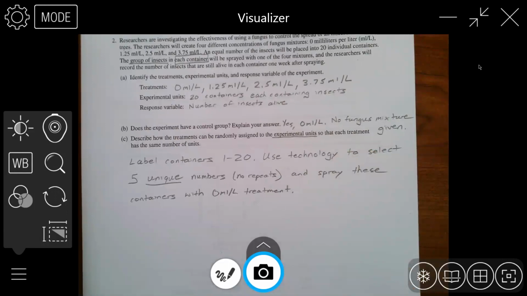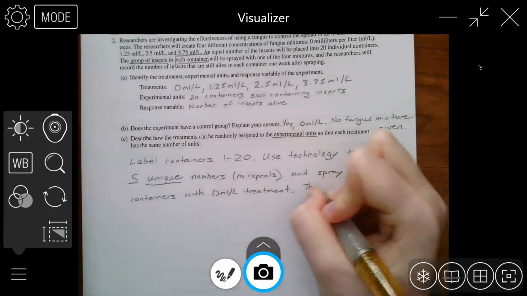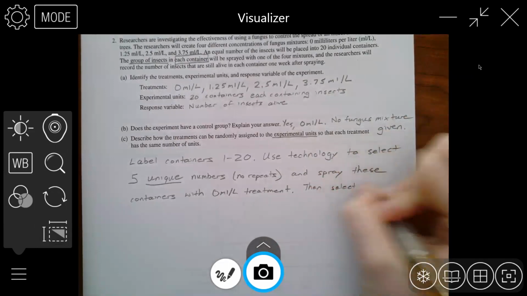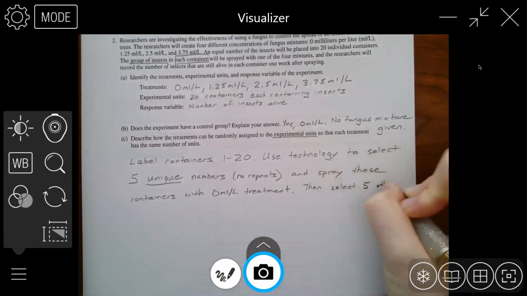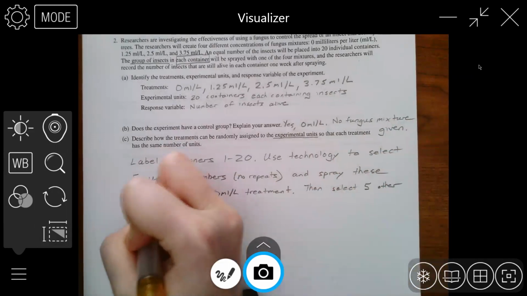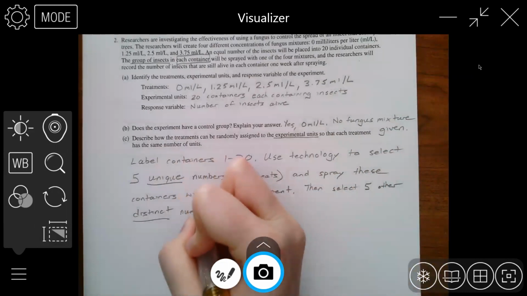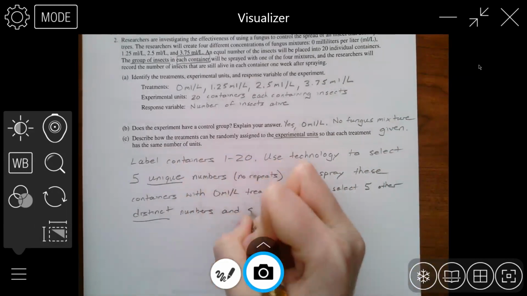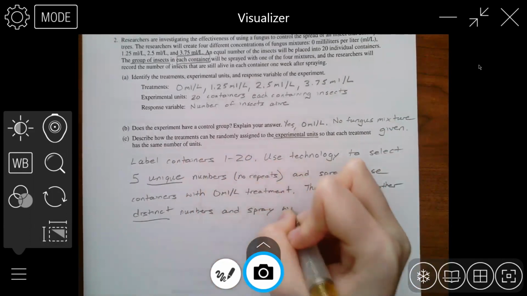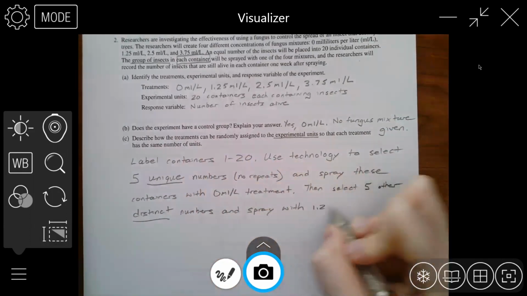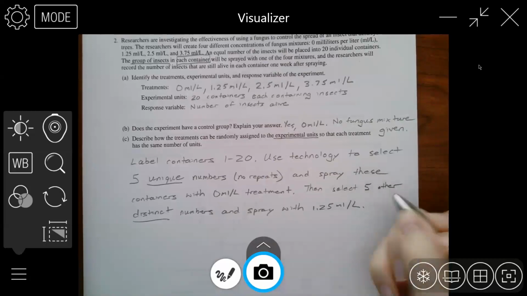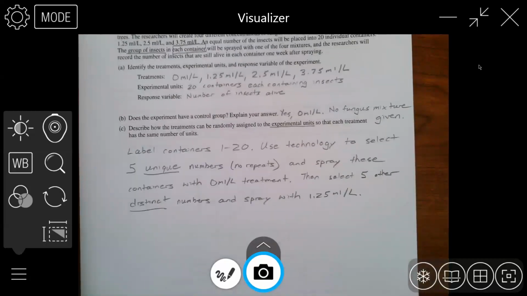And then you keep going, okay? So then select 5 other distinct numbers and spray with, and then you could say 1.25, right? Now, if you've given a couple examples, it is okay at that point to say, repeat this process, okay?